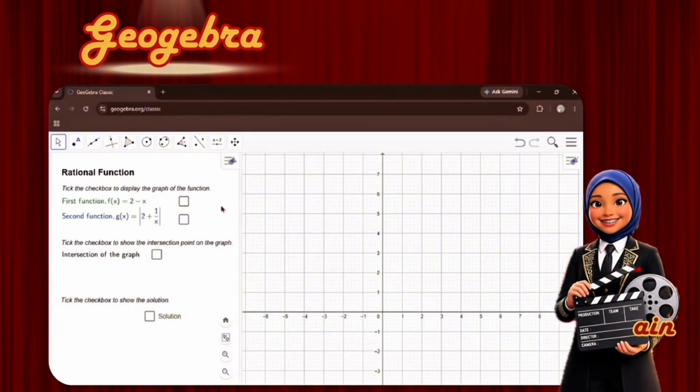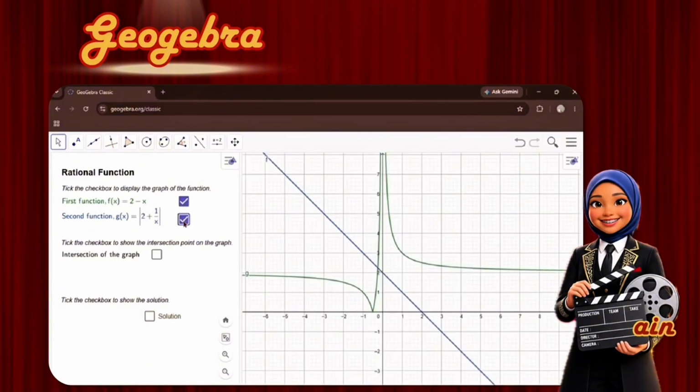This is how to use GeoGebra to solve the inequality by comparing two graphs, f(x) equals 2 minus x and g(x) equals modulus of 2 plus 1 over x. First, students tick the checkbox beside the first function. GeoGebra will display the blue straight line, which is f(x) equals 2 minus x. Then tick the checkbox beside the second function, and GeoGebra will display the green fractional graph, g(x) equals modulus of 2 plus 1 over x.